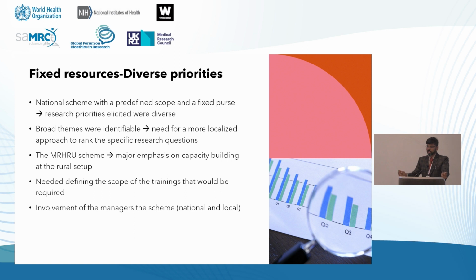The MRHRU scheme also has a major emphasis on capacity building, which may be true for most such national schemes. They are not just for funding research, but also to build capacity in said research. So how do you reconcile with that? We were not able to include that in the priority setting exercise, and we felt it falls short of answering the need of the entire program. So we thought that involvement of managers of the scheme at national as well as local levels was very relevant from the very beginning, and they were included in all steps of the priority setting exercise.